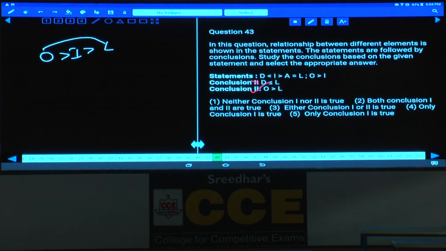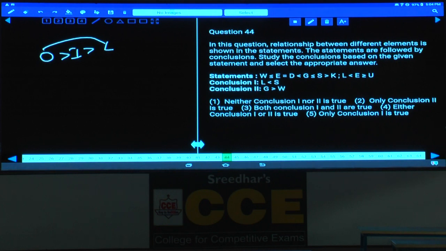Only 2 is given in choice 5. Okay. Both are given as 1 and 1. Now let us take it as 2. Okay, choice 5.